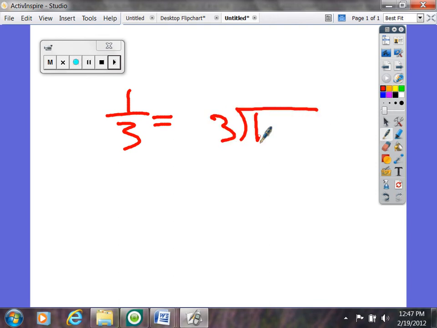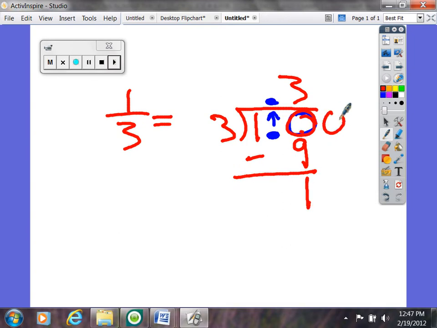I'm going to do the same thing I did previously. I'm going to add a decimal. I'm going to bring it up, and I'm going to add zeros. 3 goes into 10 3 times. 3 times 3 is 9. Subtract. 10 minus 9 is 1. Add a 0, bring down. 3 goes into 10 3 times.